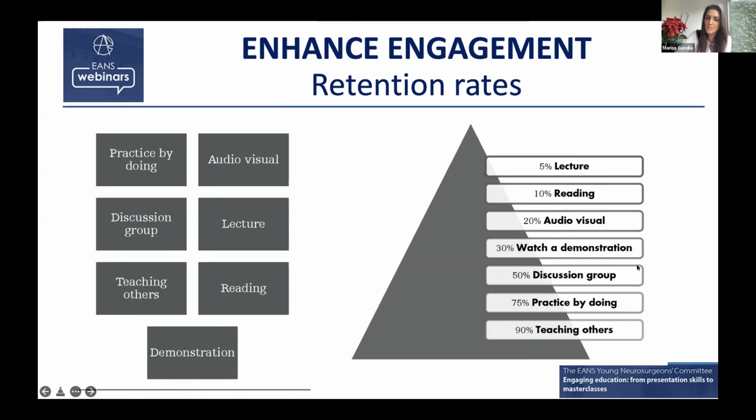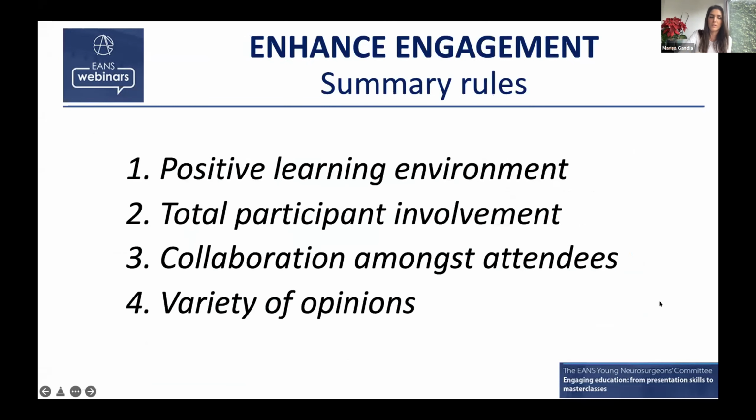But the percentage increases when you promote, for example, a discussion group. Even like that, they only retain 50%. In the best of cases, in a lecture, they only retain 50% of our discussion. So it's our work to make them feel active and be interactive, to get at least 50%.